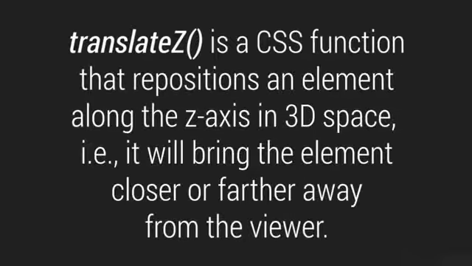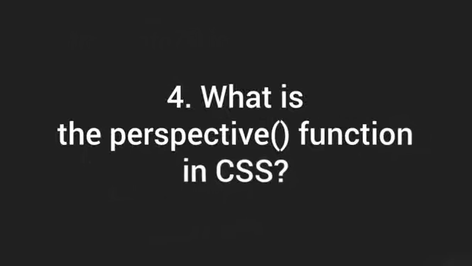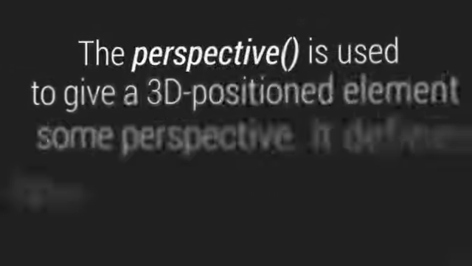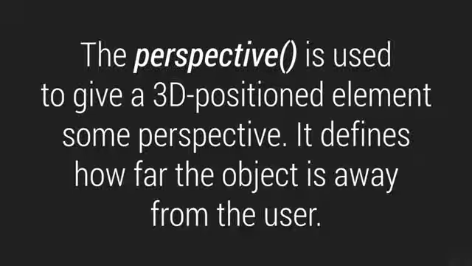The translateZ is a CSS function that repositions an element along the z-axis in 3D space. That is, it will bring the element closer or farther away from the viewer. The last question, what is the perspective function in CSS? The perspective function is used to give a 3D positioned element some perspective. It defines how far the object is away from the user.